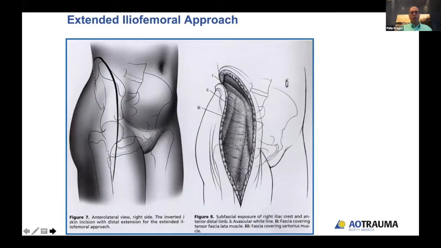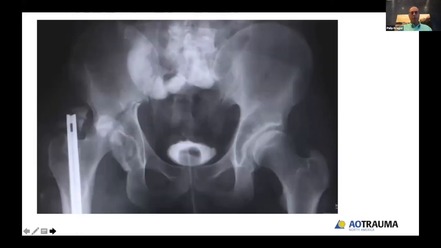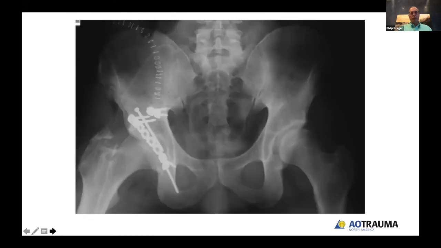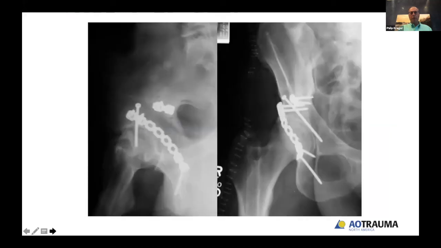I won't belabor the anatomical details of a very complex approach, but this is a transtectal transverse in a 16-year-old male, and you see a very high involvement of the notch. This was done about 22 years ago by myself, and you see an appropriate reduction with the extended iliofemoral approach.